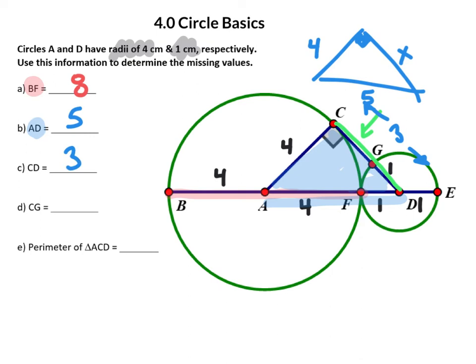And now they want just CG, this portion. So the 3 is the full length, because we use the Pythagorean theorem, minus 1. That just gives us the number 2. And the final thing that they request is the perimeter of that triangle. So 5 and 4 is 9, and 3 is 12. Those would be my measurements.